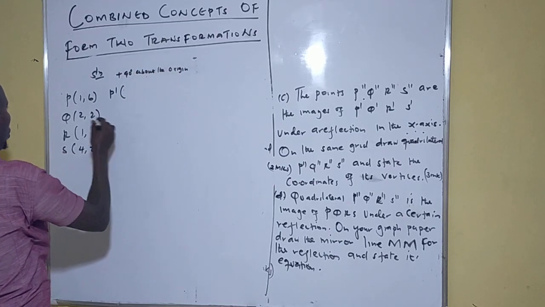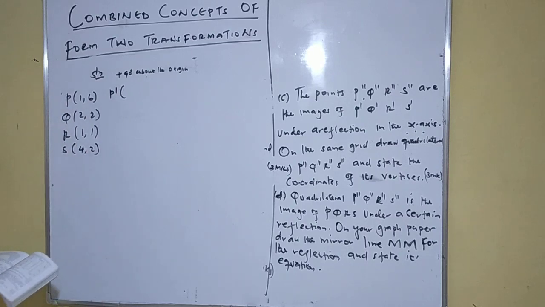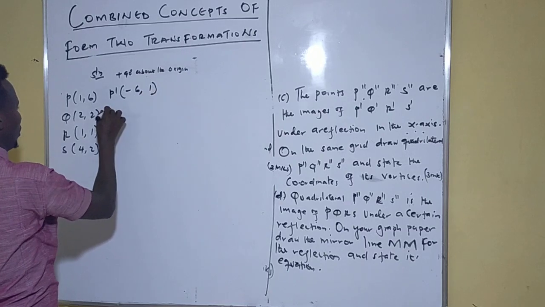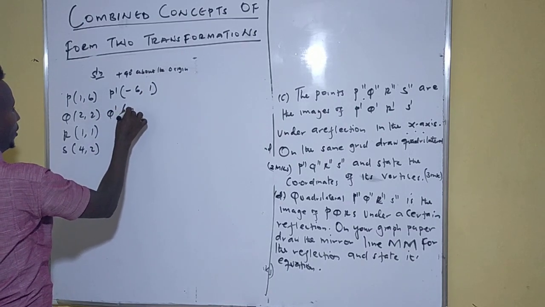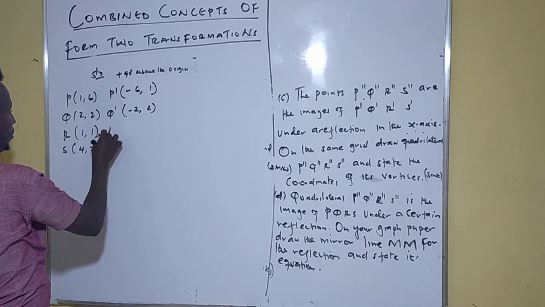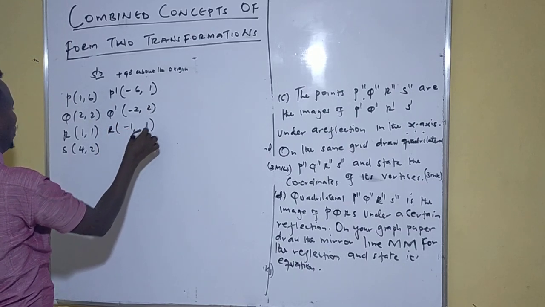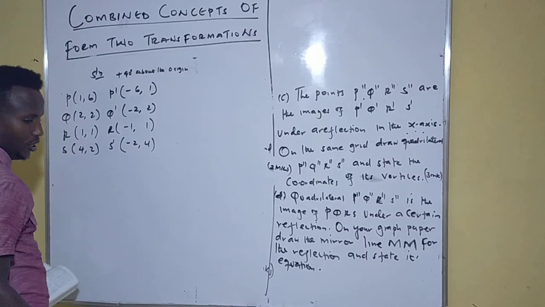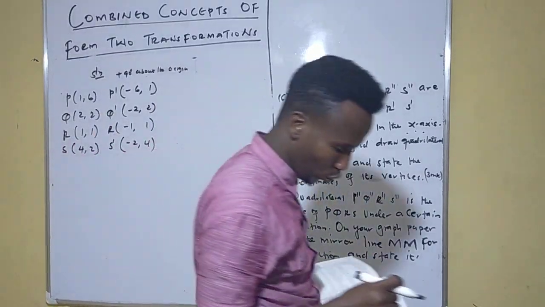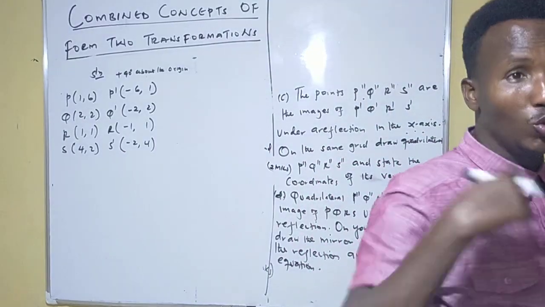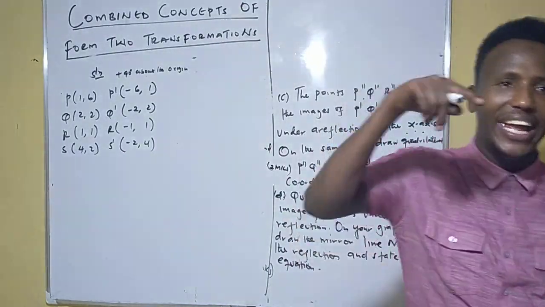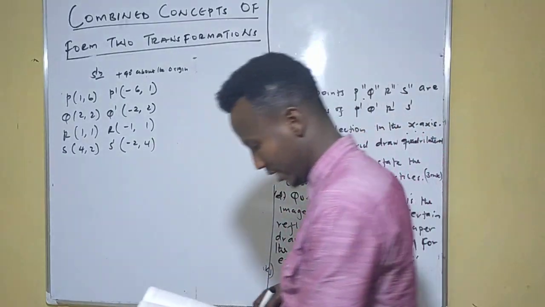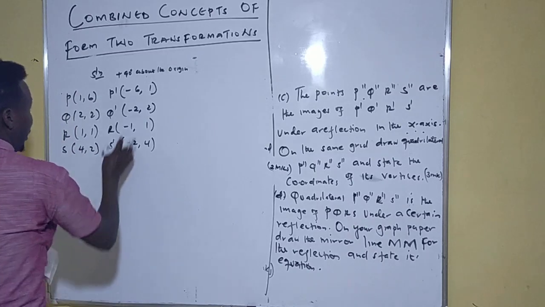So what will happen? The two coordinates will interchange position, and the new x-coordinate changes its original sign. So P prime will be (-6, 1), Q prime will be (-2, 2), R prime will be (-1, 1), and S prime will be (-2, 4). If a point is rotated about the origin through positive 90 degrees, the coordinates interchange position and the new x-coordinate changes its sign. That is rule 1 of rotation. Then we are done with B.